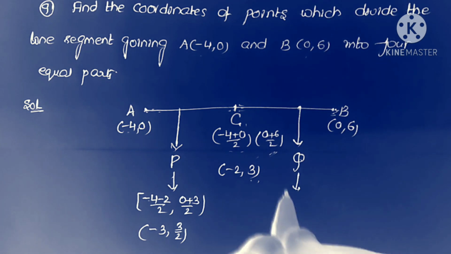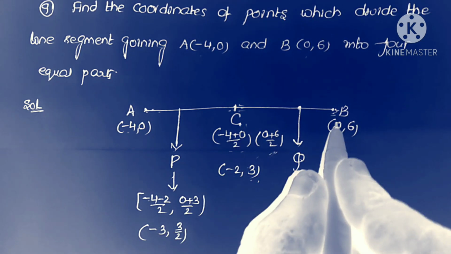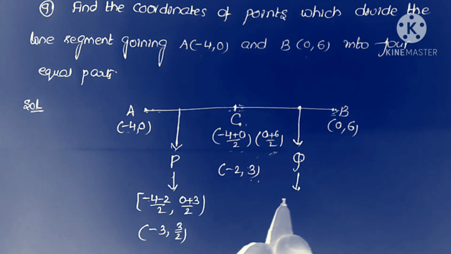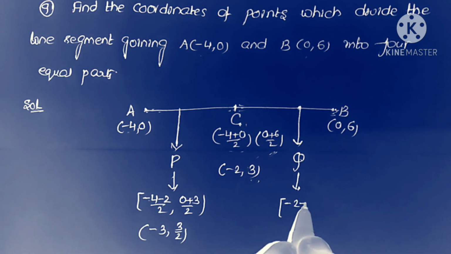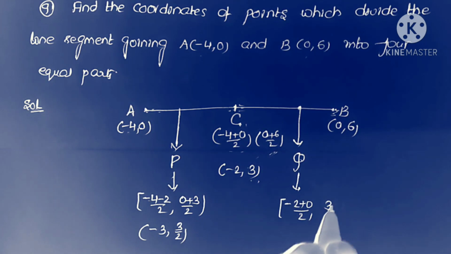What are the coordinates here? This is the midpoint of BC. (x1 plus x2)/2, (minus 2 plus 0)/2 and (3 plus 6)/2, and this is equal to minus 1 comma 9 by 2.